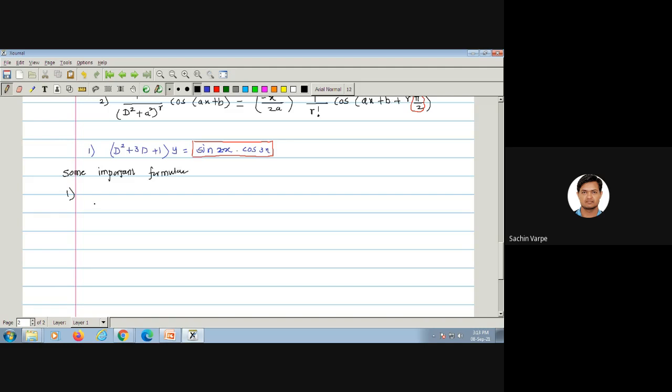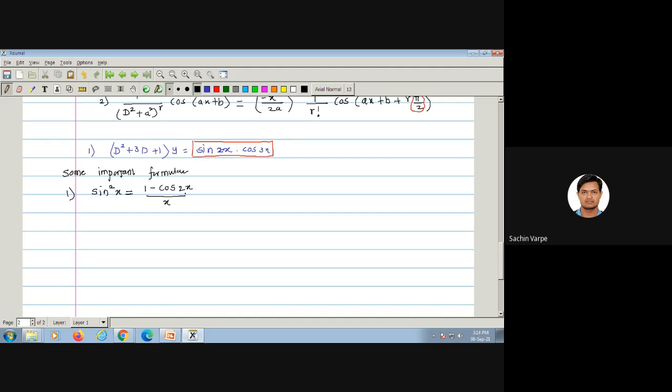The first one is sine square. As we have the case of linear sine or linear cos only, how do we write sine square x in terms of linear sine or cos? Do we have any formula in trigonometry? Exactly. It is 1 minus cos 2x by 2.